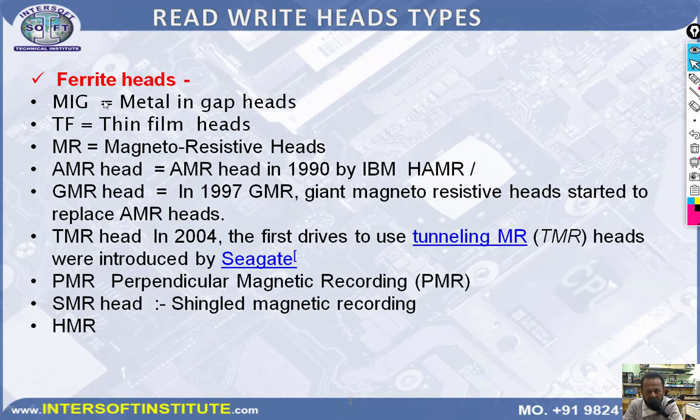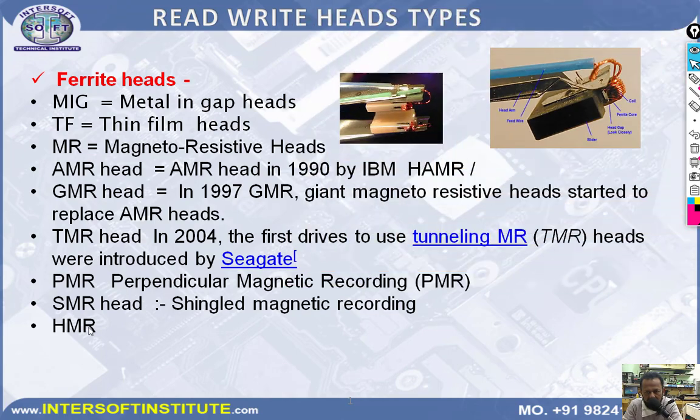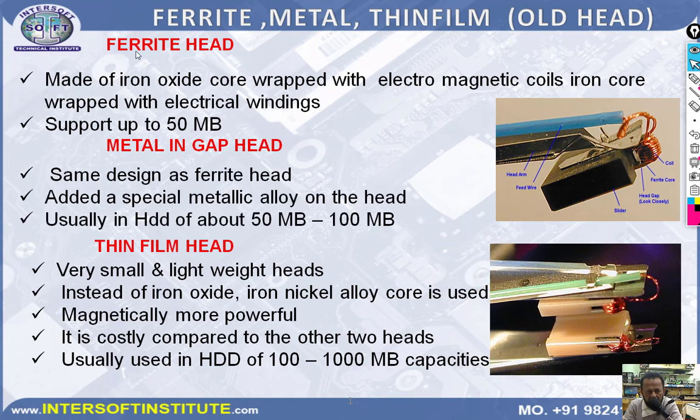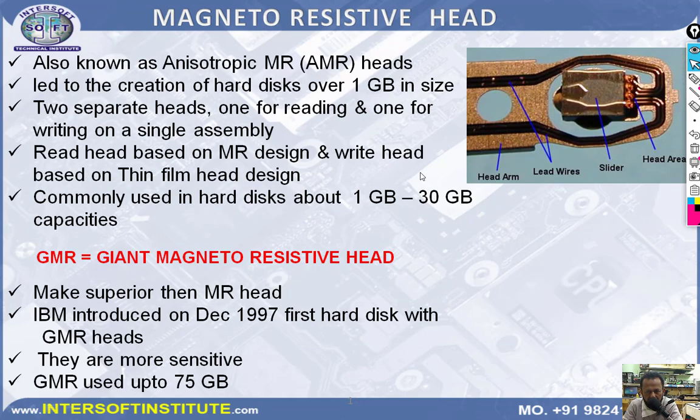Read write head types, there are different types of heads. Old ones: MIG, metal in gap, thin film, magneto resistance, AMR head, 1990, GMR, then 1997, then TMR, that is 2004. Nowadays perpendicular magnetic recording is coming, and after PMR, SMR is coming, shingled magnetic recording, and HAMR recording. These are the head types coming. Okay, this is a ferrite head, this is metal in gap and thin film. These are the head types you can use.